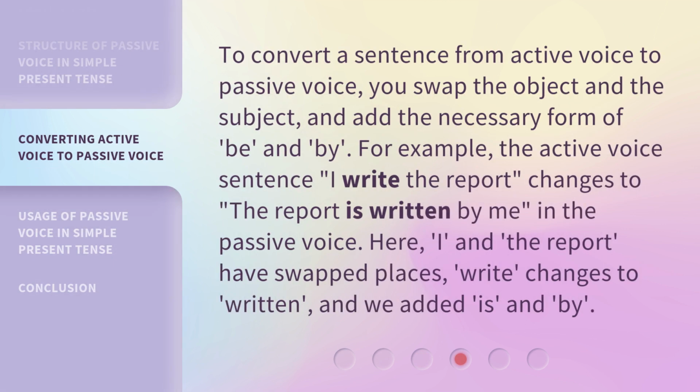To convert a sentence from active voice to passive voice, you swap the object and the subject, and add the necessary form of be and by. For example, the active voice sentence, "I write the report," changes to "The report is written by me," in the passive voice. Here, I and the report have swapped places. Write changes to written, and we added is and by.